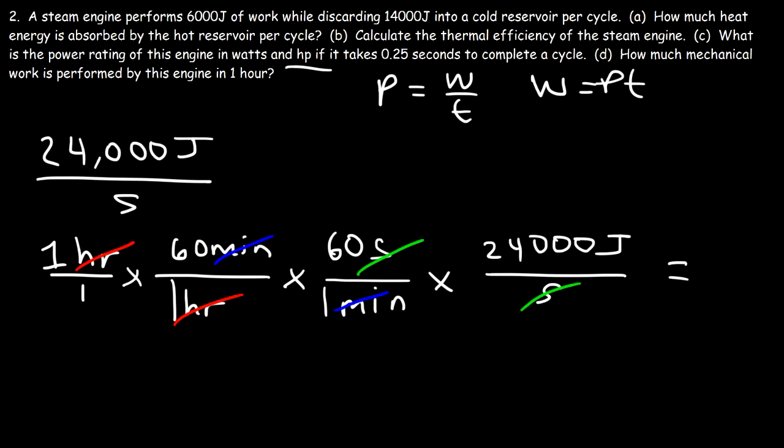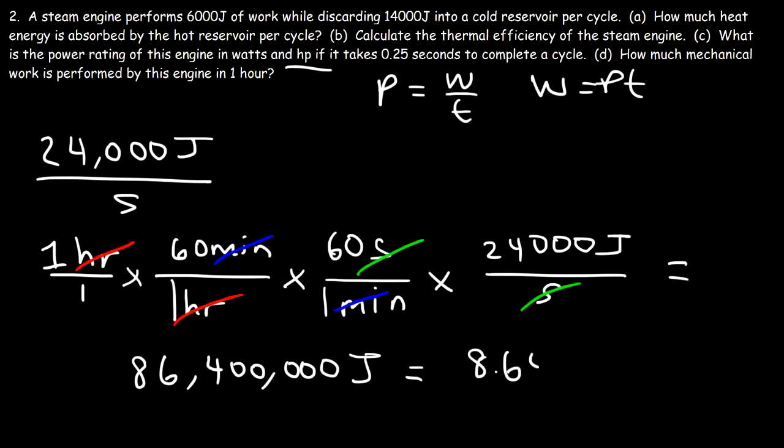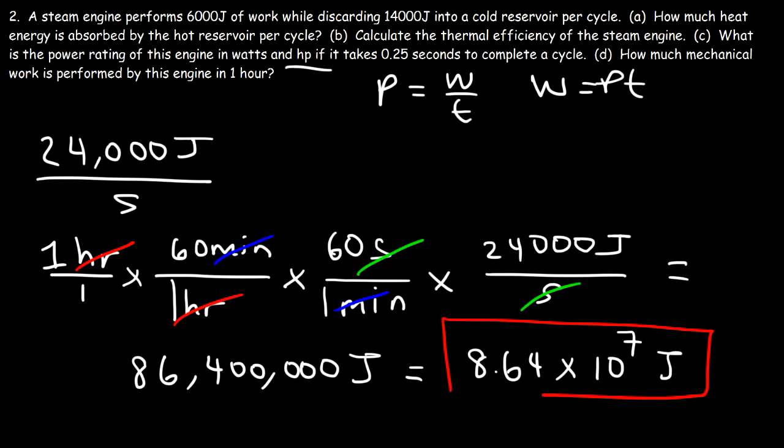So it's 60 times 24,000. So that's going to be a very big number. So it's 86,400,000 joules. Or you can write it as 8.64 times 10 to the 7 joules. So that's how much mechanical work can be performed by this steam engine in just 1 hour.